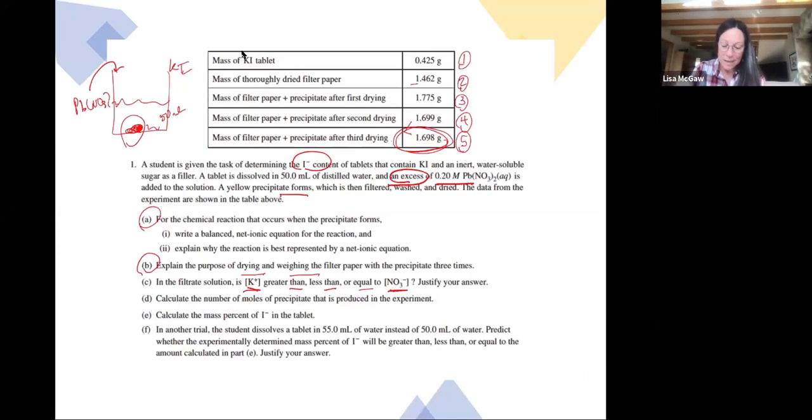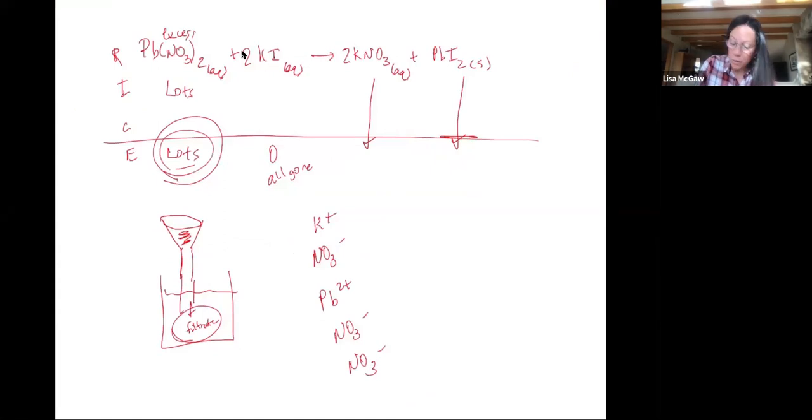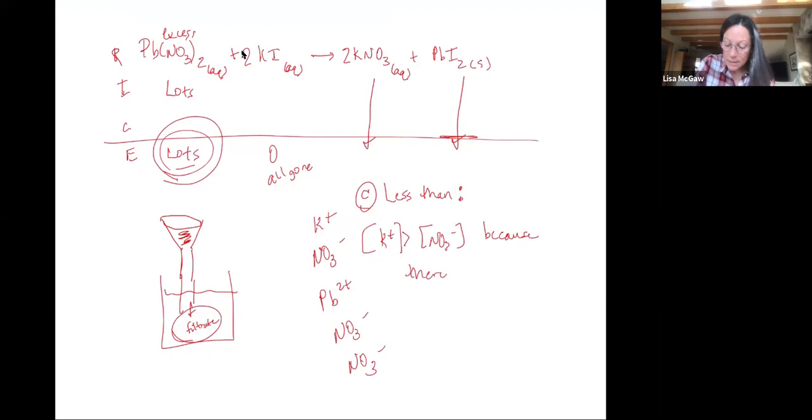But in this case, since we have excess lead nitrate, the K plus is going to be less than. So when you write a response, I just want to show you how to write a response for something like that. If we were looking at part C, you would say less than. And so then you say, there's your claim. K plus is less than NO3 minus because there is excess Pb(NO3)2 still in solution.